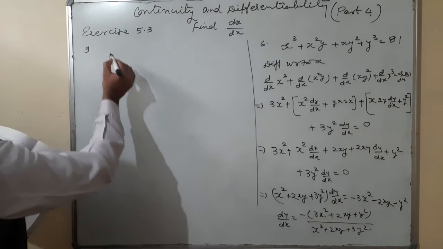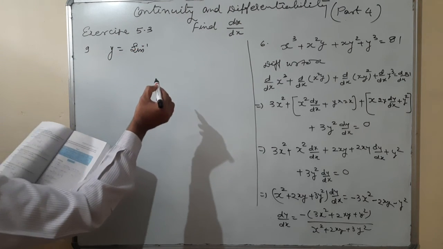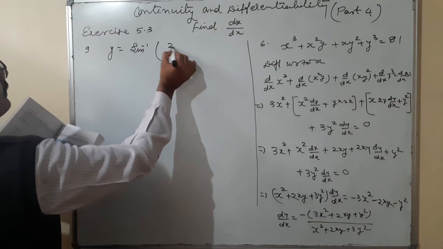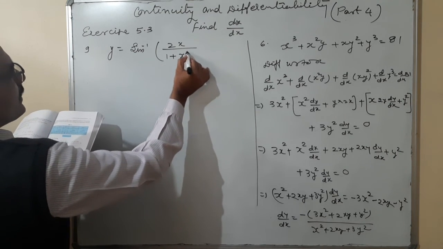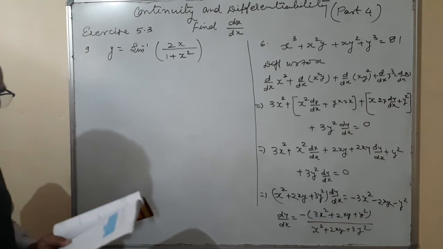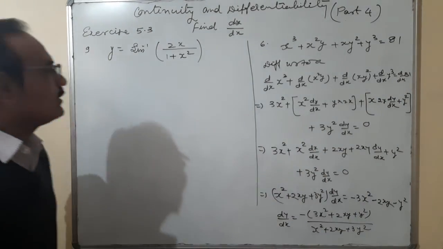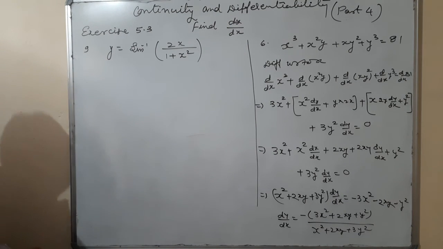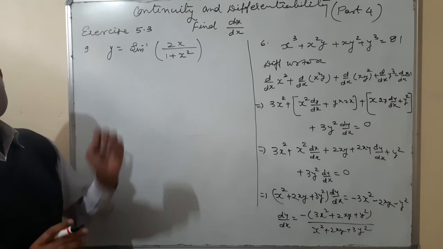says y is equal to inverse trigonometric, y is equal to sine inverse 2x upon 1 plus x square. Y is equal to sine inverse of 2x upon 1 plus x square. Okay. One trigonometric formula we know that. Look at this question, sine inverse 2x upon 1 plus x square.